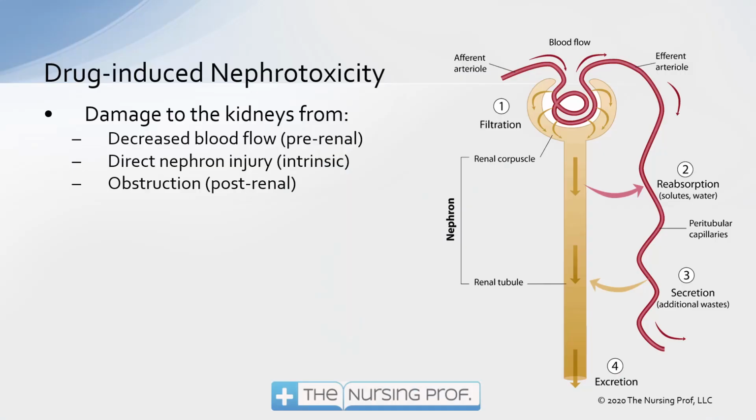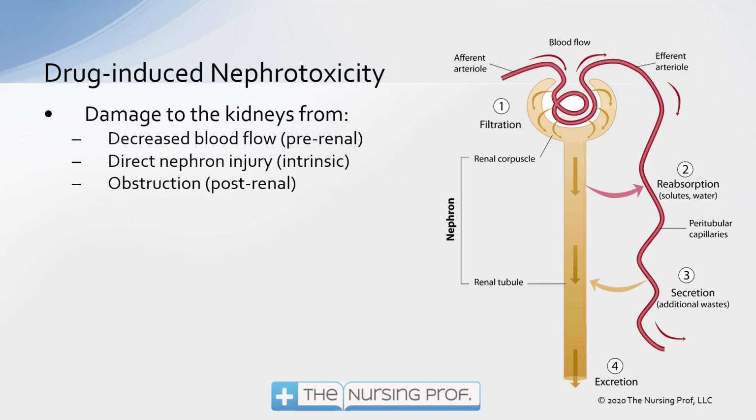So let's talk a little bit about nephrotoxicity that occurs as a result of any medication that the patient may be taking. So we have damage that's occurring to the kidneys as a result of a medication that could occur in one of three different ways. It could be from reduced blood flow to the kidney, or a direct nephron injury, or obstruction. In the same way that we talked about acute renal failure being either pre-renal, intrinsic, or post-renal, we can also have nephrotoxicity in the same manner.